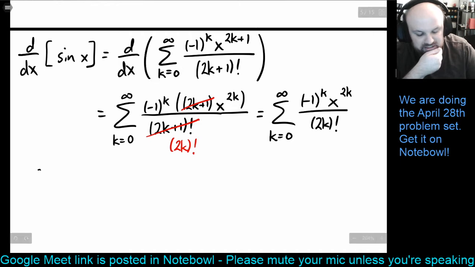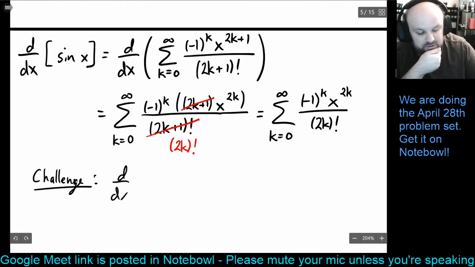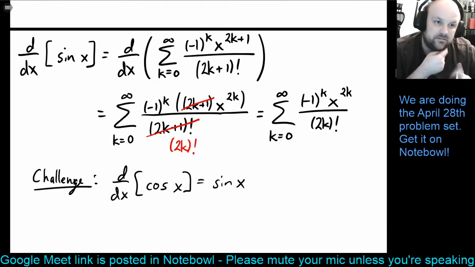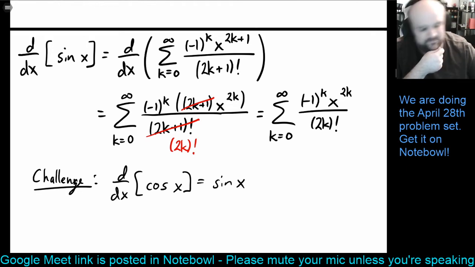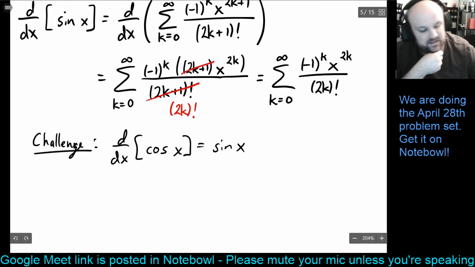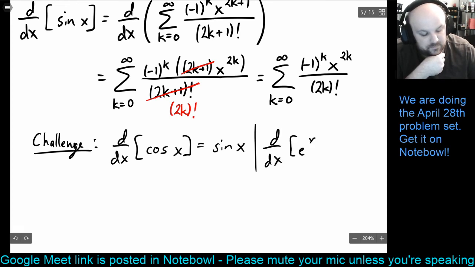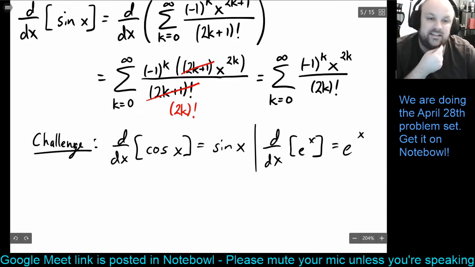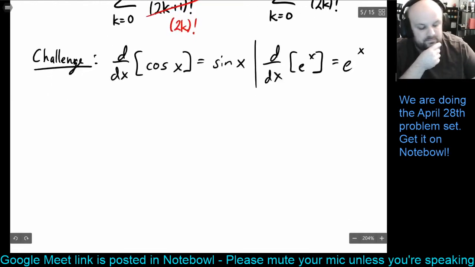All right, so my challenge to you here is show that the derivative of the Maclaurin series for cosine of x is still sine of x. It is true. Verify it. And while you're at it, you can also look at the Maclaurin series for e to the x. Show that's still e to the x. All right.